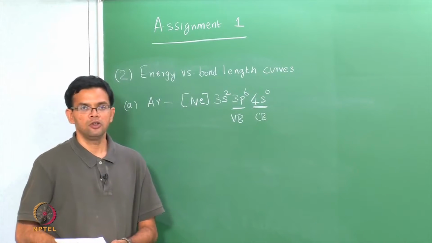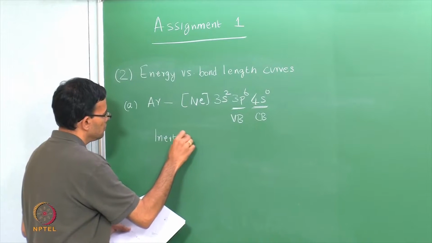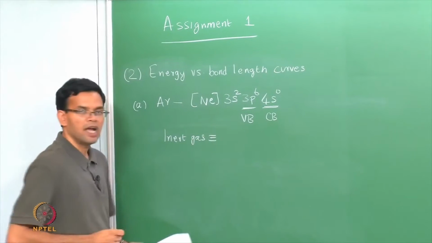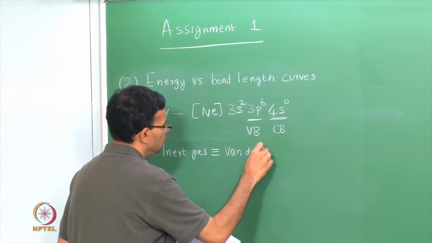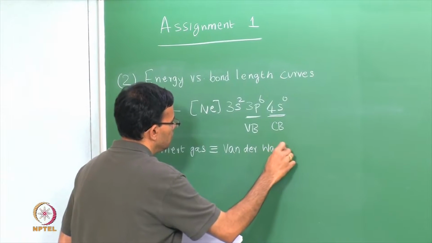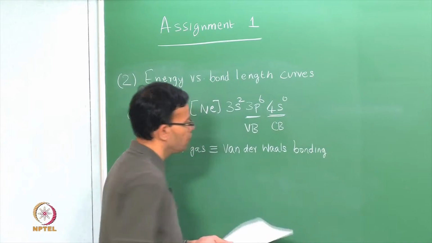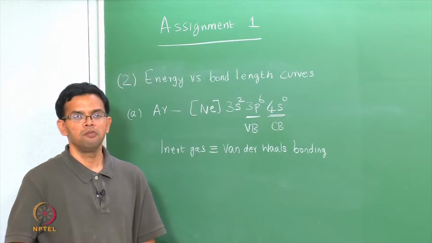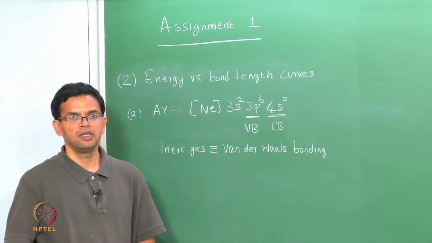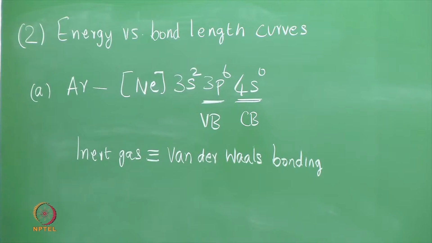Another important thing to note is that argon is an inert gas which has something called a van der Waals bonding. We did not talk too much about van der Waals bonding in class, but the important thing to note here is that the overlap is very small, which means the energy bands are all very small.